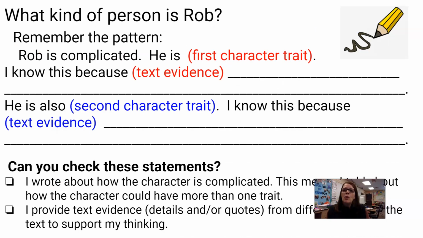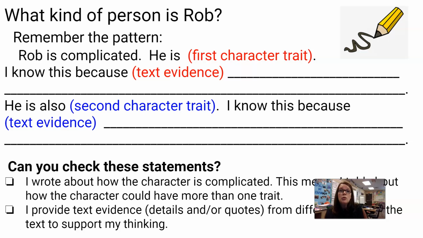We're answering really the question, what kind of person is Rob? I want you to try to remember the pattern from yesterday. We state that Rob is complicated, and then we say trait, evidence, trait, evidence. So here it unfolds. Rob is complicated. He is, first character trait, I know this because, insert the text evidence. And then continue your paragraph, continue your writing. He is also, second character trait, I know this because, and then text evidence that supports that.